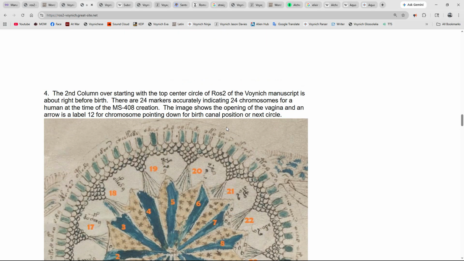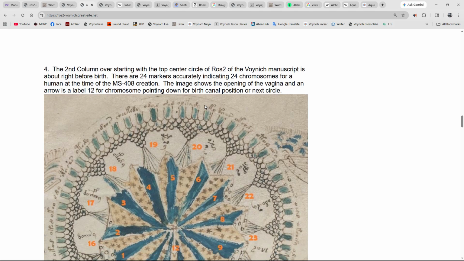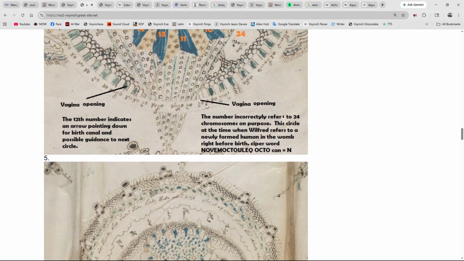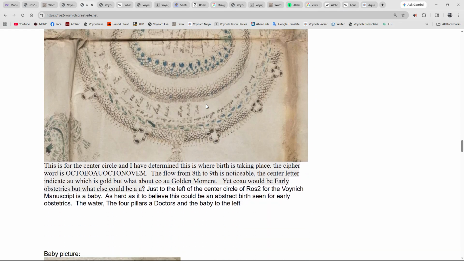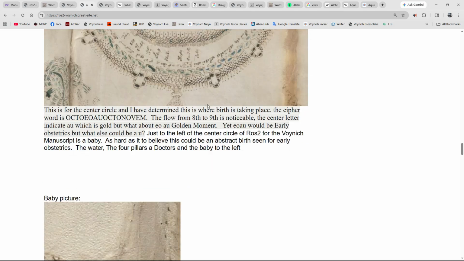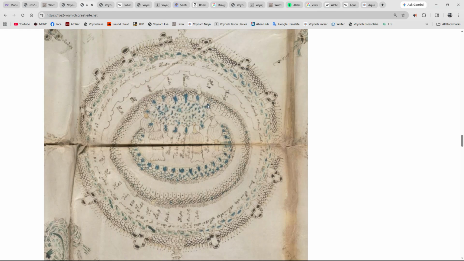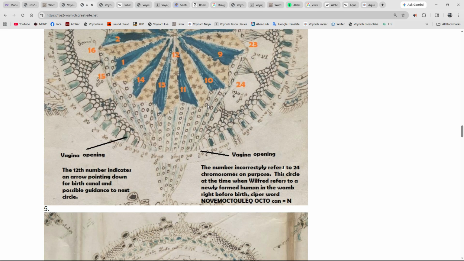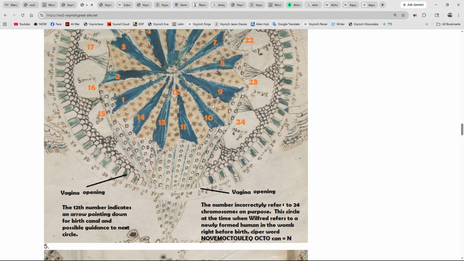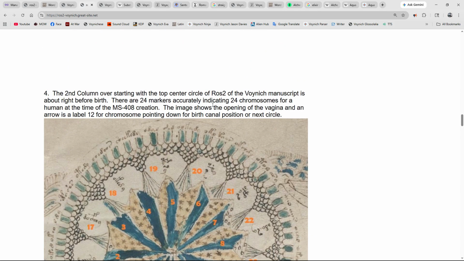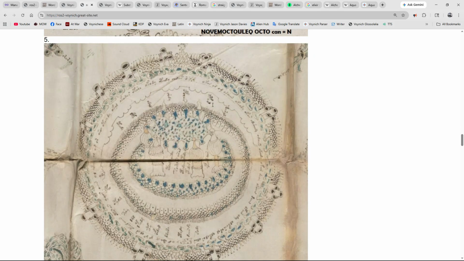I don't know why I didn't bother to go ahead and put the Eva word in there. Maybe it's down here. This is the center of, I've determined, birthplace for. Okay, yeah, this is Novia Octulio, octo.